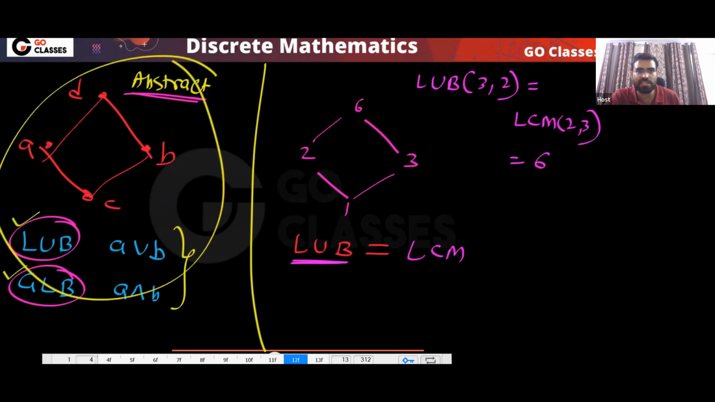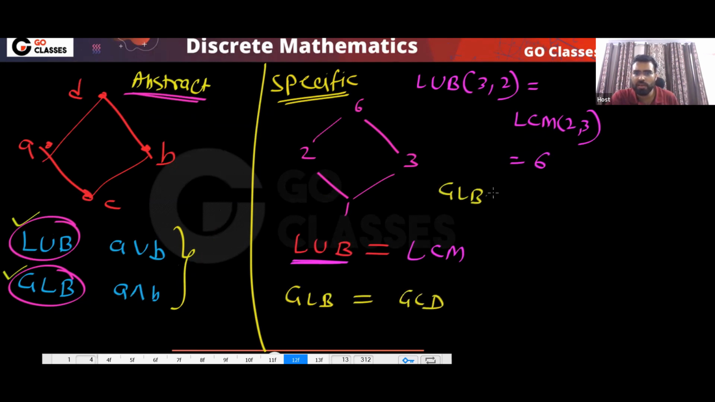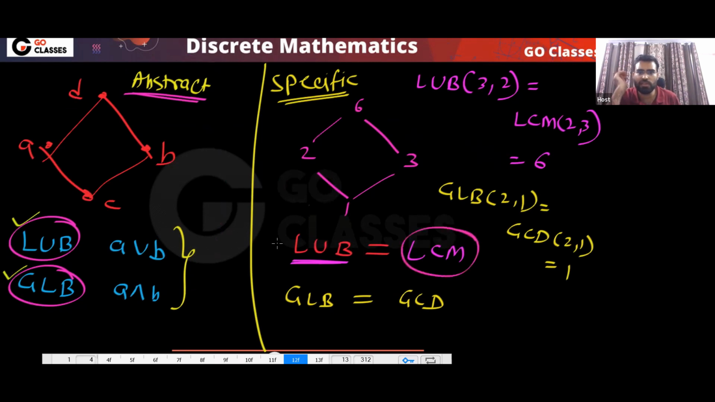So this is an abstract structure. Here we use the words LUB, GLB, but this is some specific structure. Here LUB will become LCM and GLB will become GCD. If I ask you what is GLB of 2, 1, that will simply become GCD of 2, 1, and GCD of 2, 1 is 1. So the idea is very simple: this is abstract and this is specific.